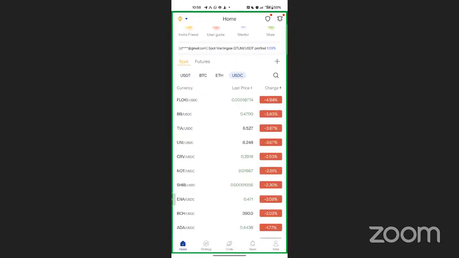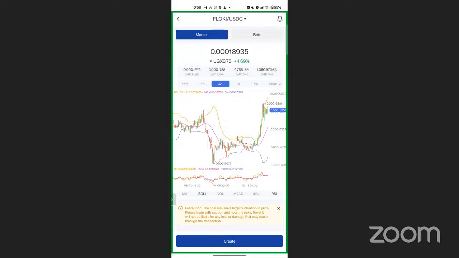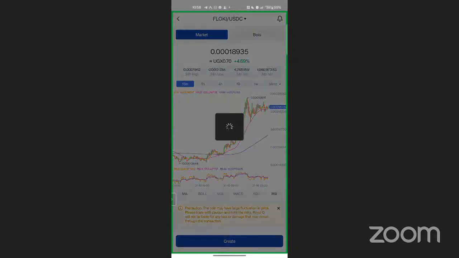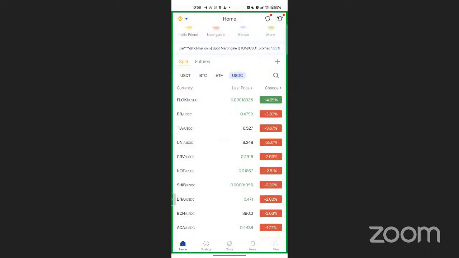These are the coins in the USDC market. The last one is Floki. Let me look at it in the 4-hour time frame. It is pumping. Let me put in the moving averages. Let me look at this one.